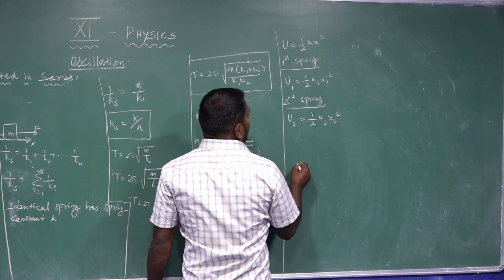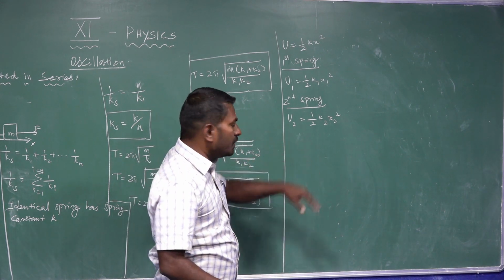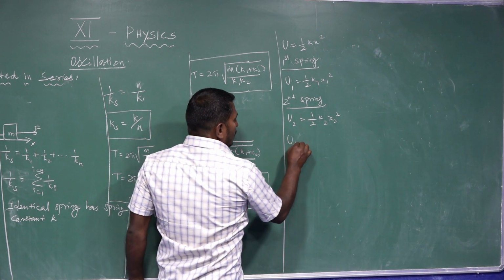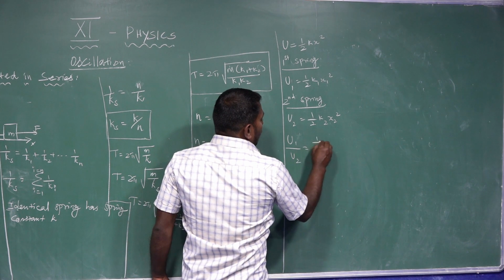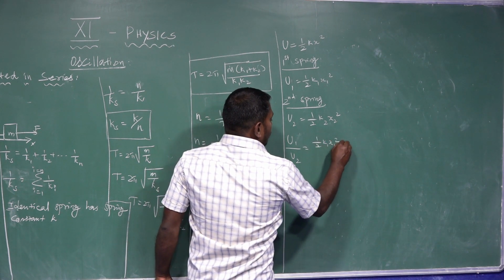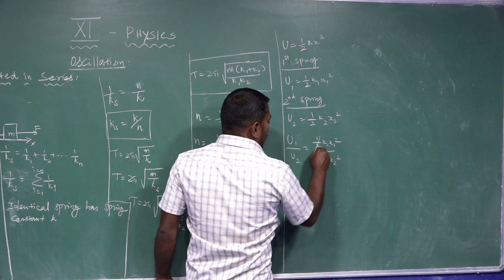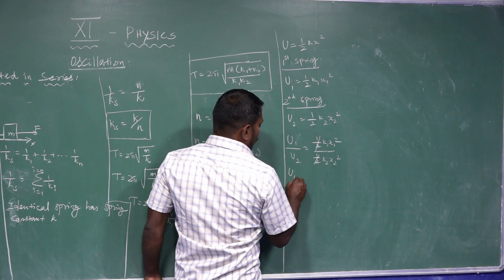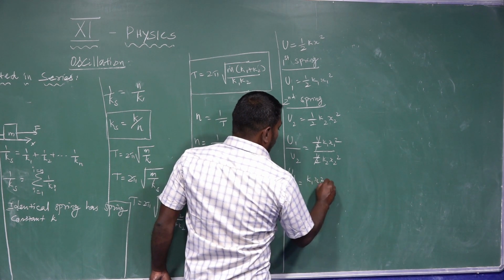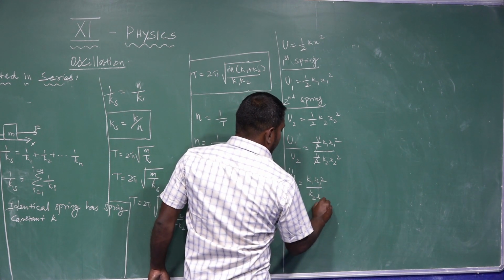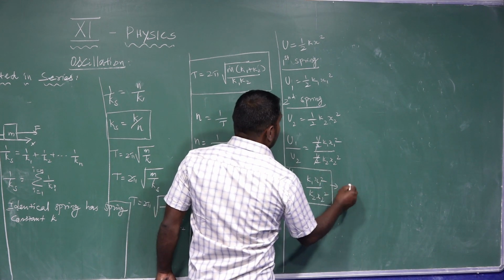We take the ratio of the elastic potential energy stored in the first spring and the second spring. U1 divided by U2 is equal to half k1 x1 square divided by half k2 x2 square. The halves get cancelled. U1 divided by U2 is equal to k1 x1 square divided by k2 x2 square. Equation number A.